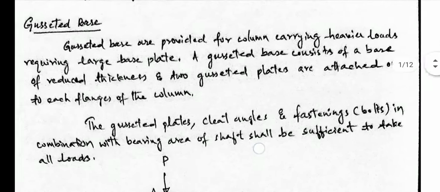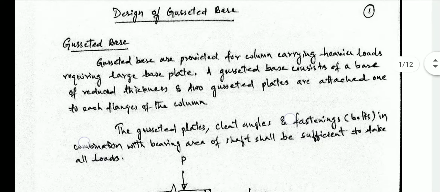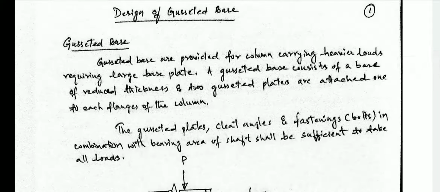Now the main thing to understand is the difference between the gusseted base and the slab base. The slab base may carry only lightweight loads, but the gusseted base is mainly designed for heavy loads. Since it carries heavy loads, it requires a larger base plate area compared to the design of a slab base plate, which does not require much area.